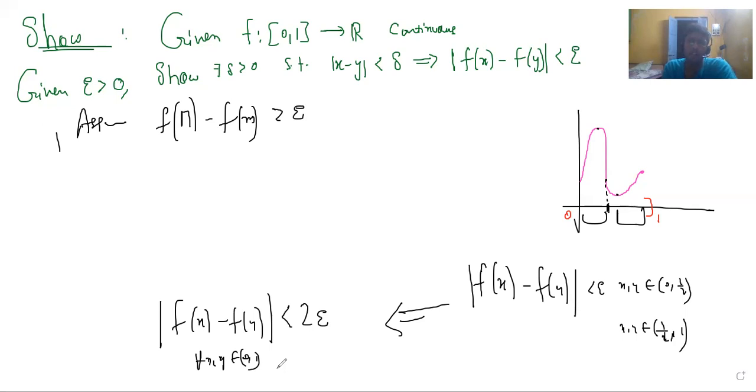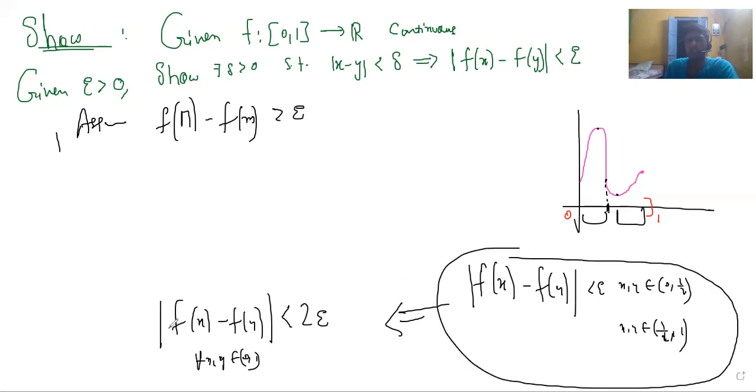Let's think. Yeah, it's true. If you have this, then it does imply that the global difference cannot be more than 2 epsilon. It's not useful for the proof, I think, because the 2 is a big problem. But can anybody explain why this is true?